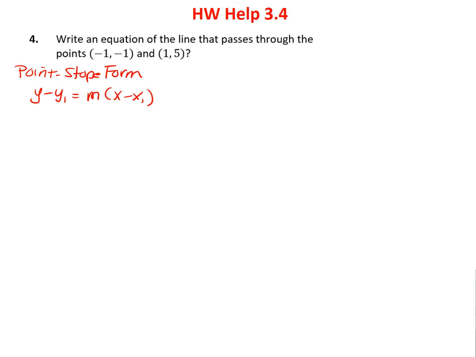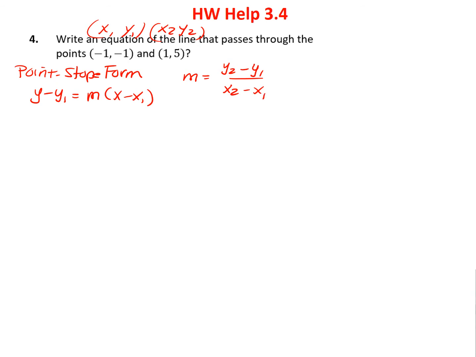Well, we have a point. I can let this one be x1, y1, or I could use this one just as well. We could use either of those, but what we don't know is our slope. So let's find our slope first. You remember that slope is the y in the second point minus the y in the first point, and then the x in the second point minus the x in the first point.